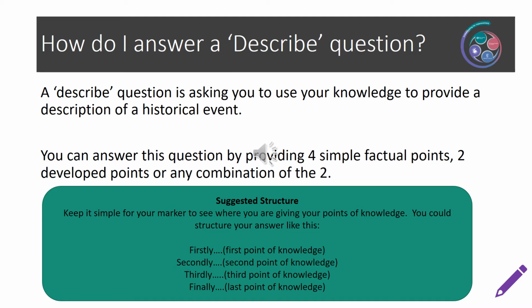Firstly, and then you give your first point of knowledge, and then a full stop. Secondly, give your second point of knowledge, full stop. Thirdly, your third point of knowledge, full stop. Finally, your last point of knowledge, full stop. What this allows your marker to see is that you've given 4 separate factual points, and they're clear that these are separate points that have been provided. It's really important in a describe question that you avoid combining your points. Make it as simple for your marker as you possibly can.